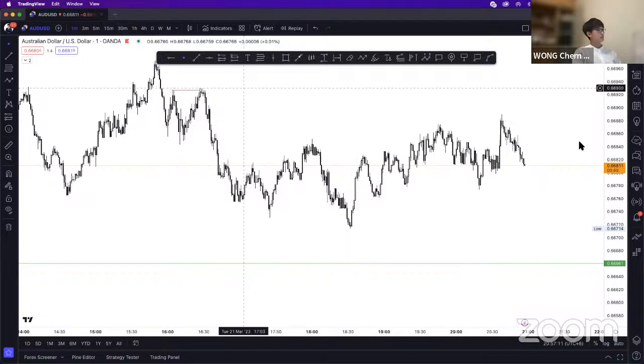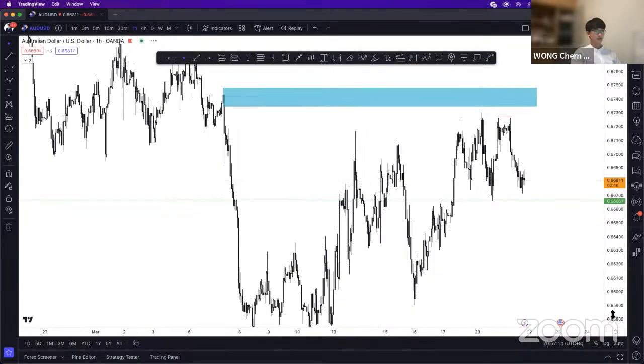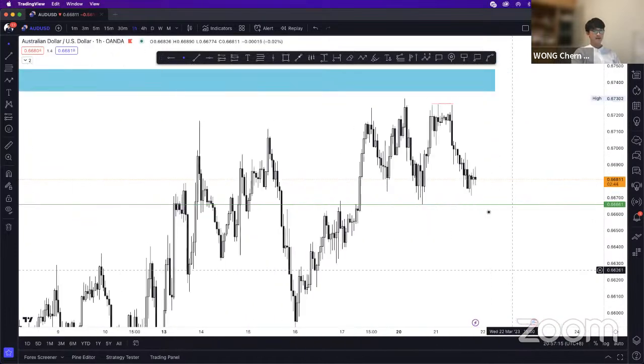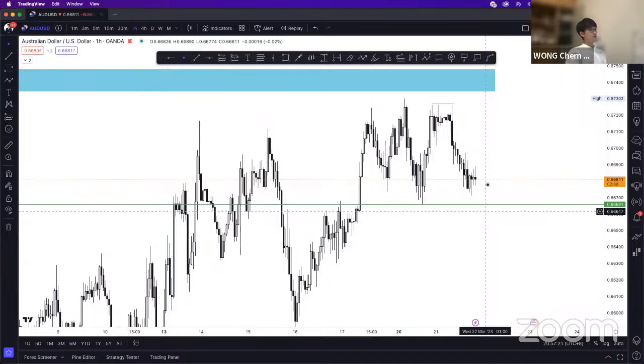However, if we were to go down to the 1 hour time frame again to take a quick look, ultimately my bias is for price to reach 0.6666. Okay, and that would be the forecast on the AUD USD.